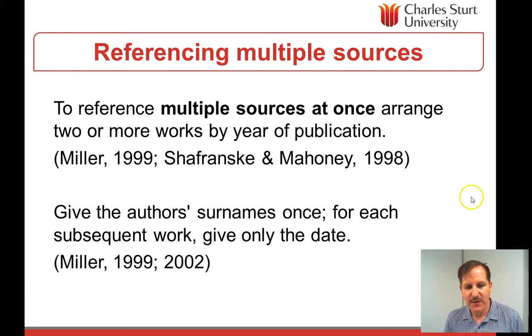Give the author's surname once for each subsequent work, and give only the date. So in this instance, it would be Miller 1999 and 2002, etc. Miller here has written two different works, one in 1999 and one in 2002.